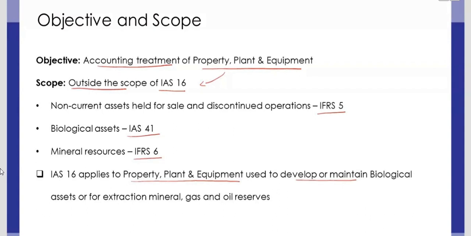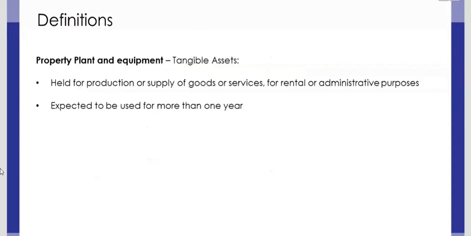So any such items are going to be accounted for under IAS 16. But the assets themselves are going to fall under the relevant standard for which the name is written. Coming to the definition of what property, plant and equipment actually means.